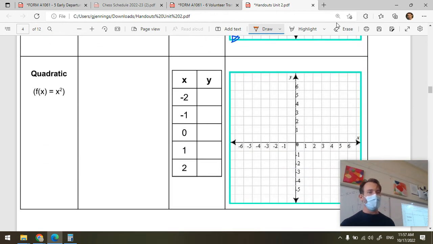F of x equals x squared. This family is called the quadratics, and their pictures are parabolas, and sometimes they hide treasure at the vertex. Over there. So here, let's fill in our table of values.